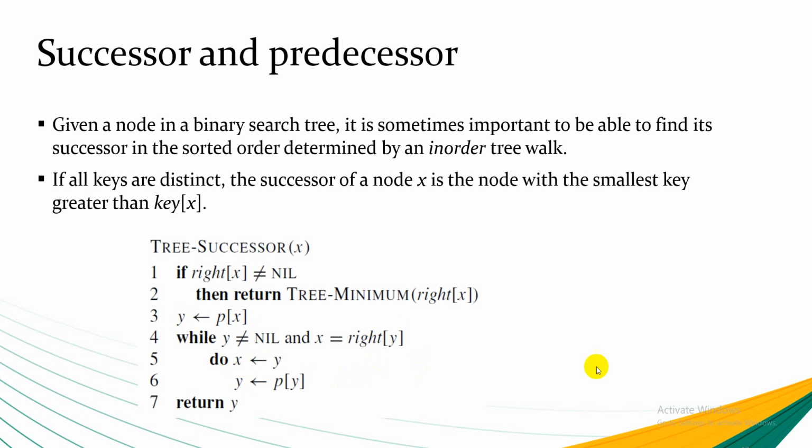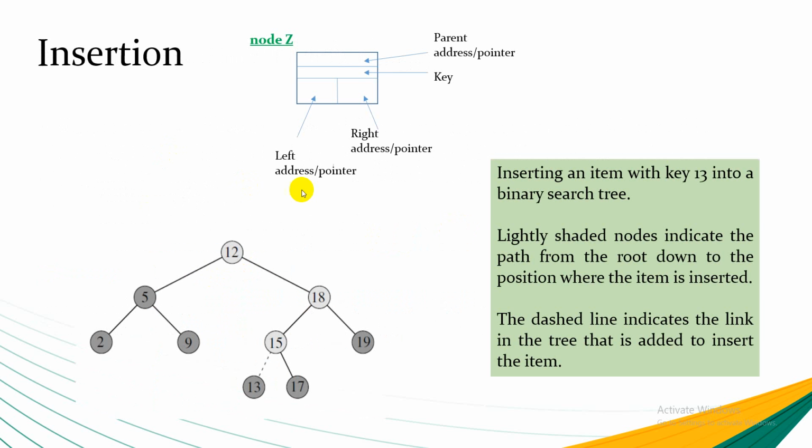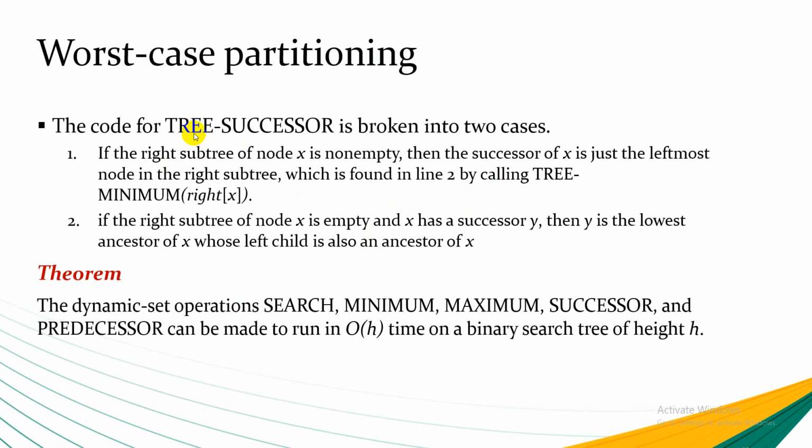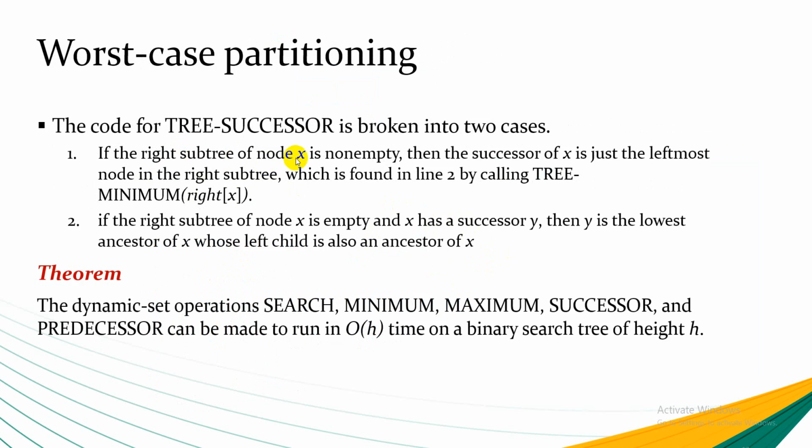Okay. And similarly, the predecessor is similar, but with a few differences, and this can be a question that you have to answer. So this is the explanation. If the right subtree of node x is non-empty, then the successor of x is just the leftmost node in the right subtree, which is the minimum. And we can find this by calling the function tree minimum, where right of x will be the root.